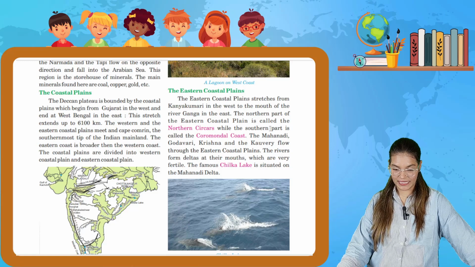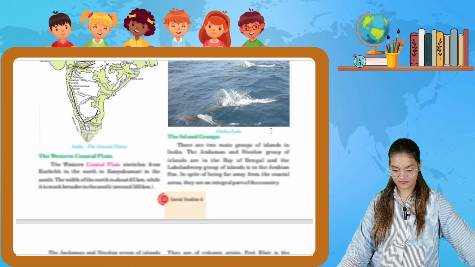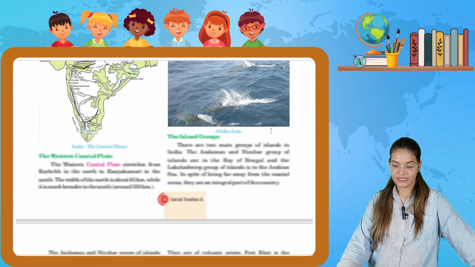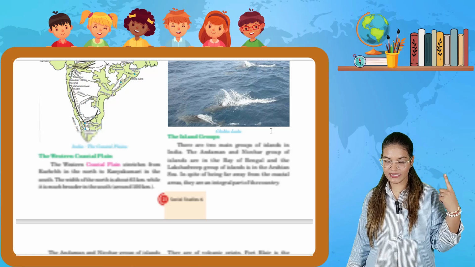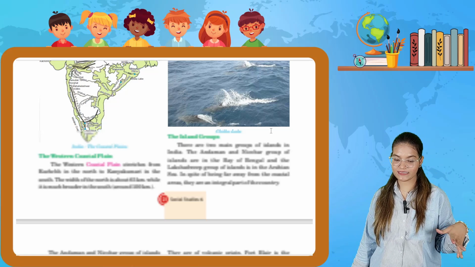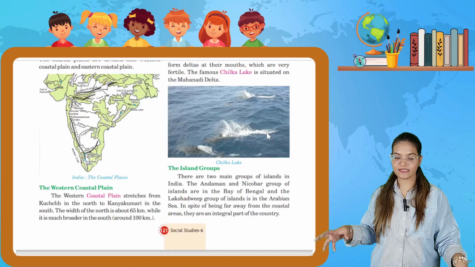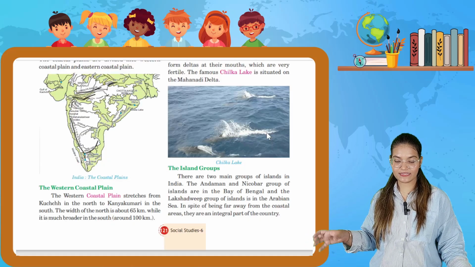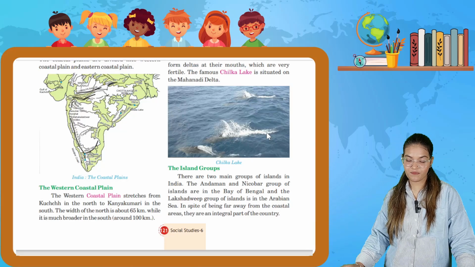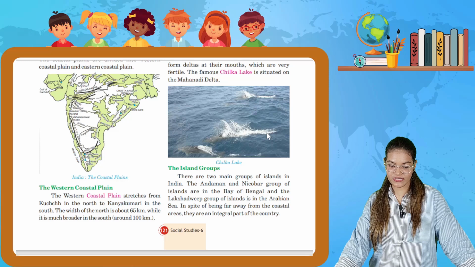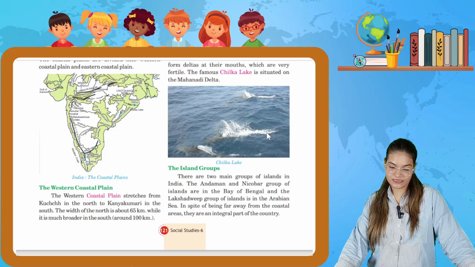Now move to the next para. The island groups. There are two groups of islands in India. First is the Andaman and Nicobar group of islands in the Bay of Bengal, and the Lakshadweep group of islands in the Arabian Sea. In spite of being far away from the coastal areas, they are an integral part of the country.